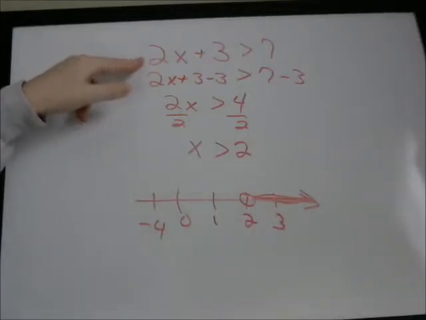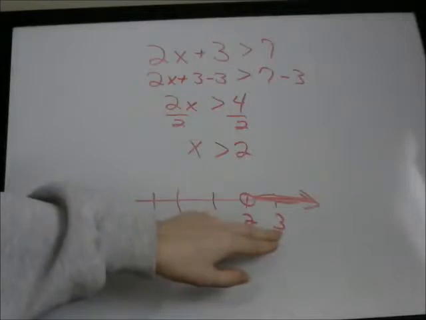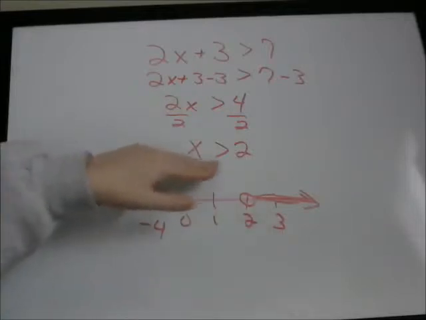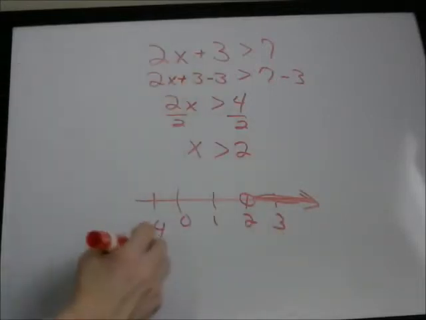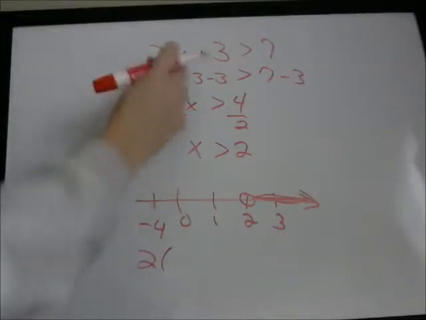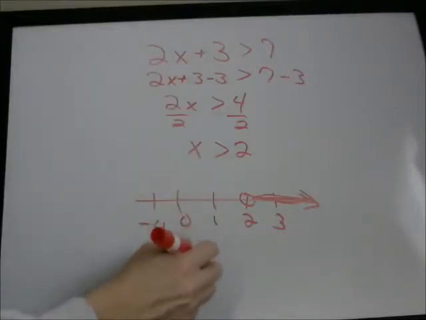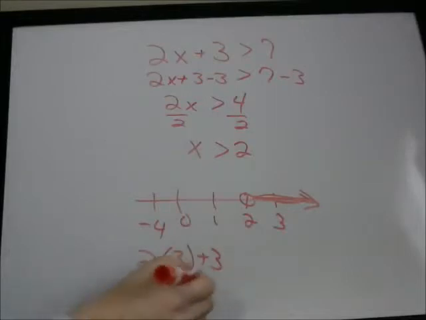And we can test that. Let's say we pick 3. That's supposed to be right because 3 is greater than 2 and x is greater than 2. If we choose 3 and plug that in, instead of x we're going to put a 3. 2 times 3 plus 3, and 2 times 3 is 6, plus 3 is 9, and 9 is greater than 7.